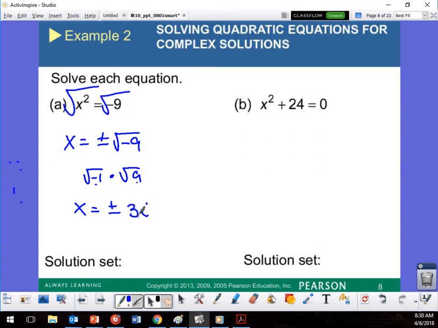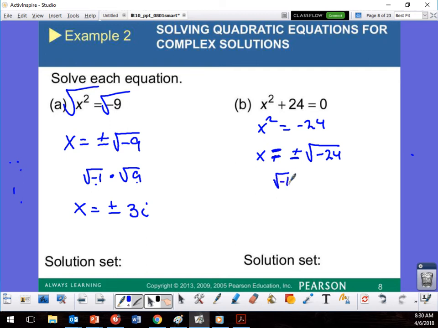Alright, so let's take a look at this other one over here. From here, what would I do to try and solve for my x? Subtract 24. Very good, so it's going to be x squared equals -24. Square root both sides, right? So it's going to be x equals plus or minus, and then the factors. We're going to factor. I'm going to take out that -1 first.